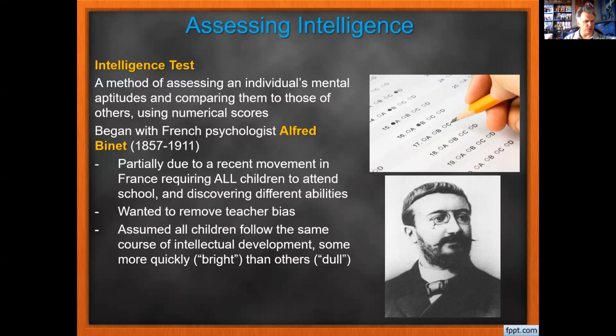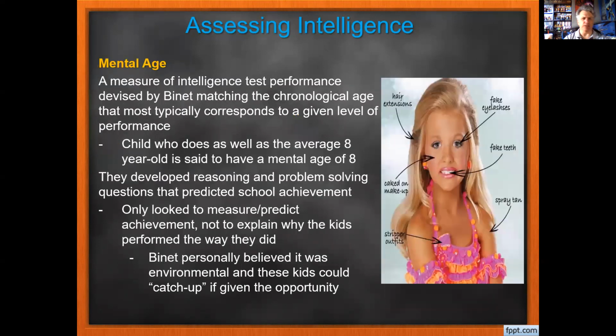So there had to be some sort of standard set. What does every first grader know? What does every fifth grader know? What is every ninth grader supposed to know? So you could remove teacher bias from that. He also assumed all children follow the same course of intellectual development, going through Piaget, even though Piaget comes after this, but there were certain milestones that everybody will basically learn.